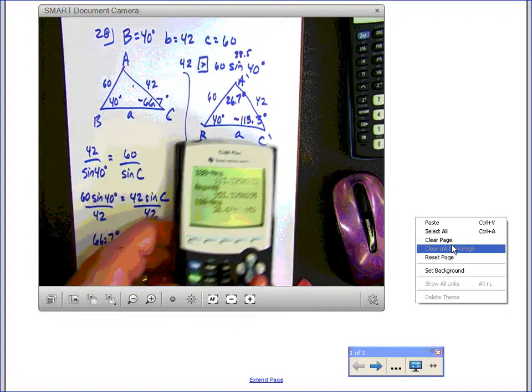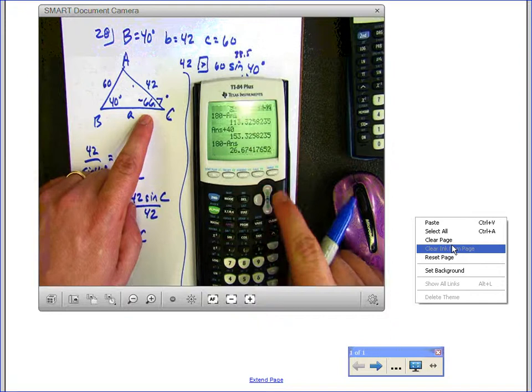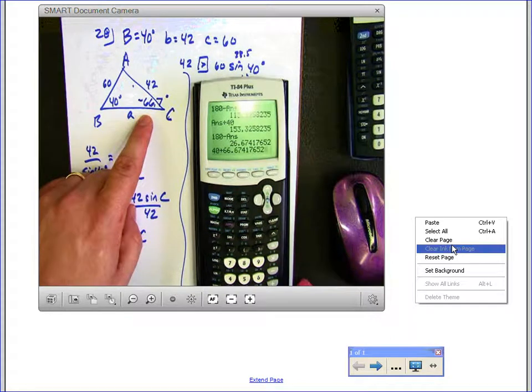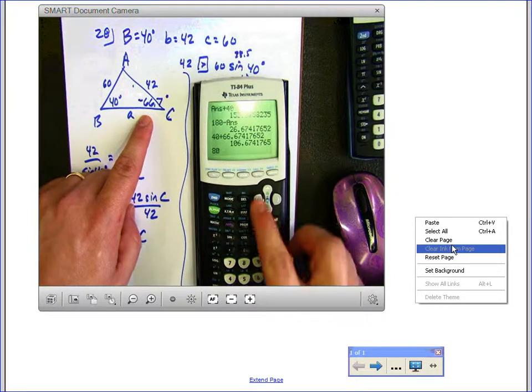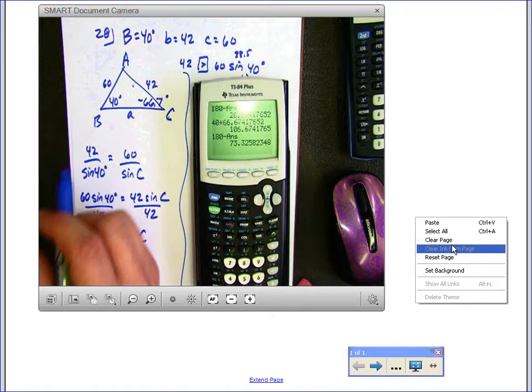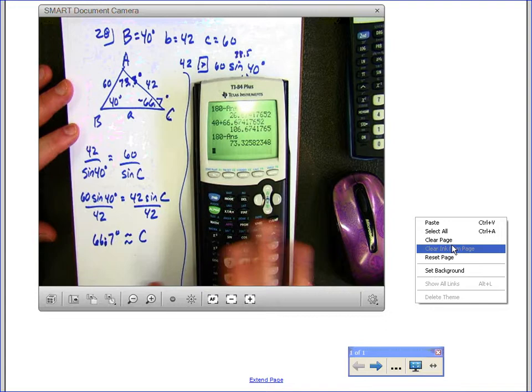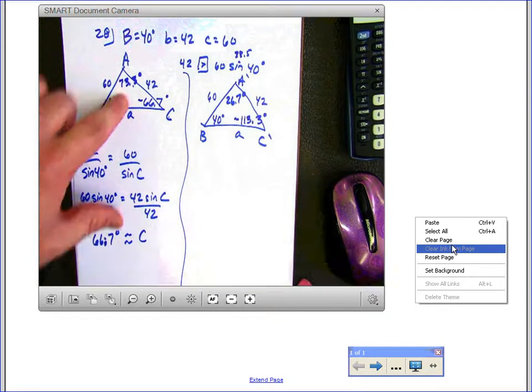All right, let's find this one over here. So 40 plus the 66.7, and then subtract it from 180. So 73.3.